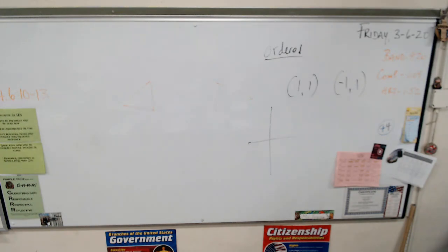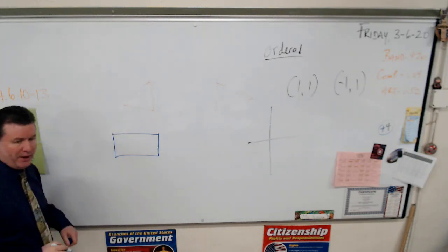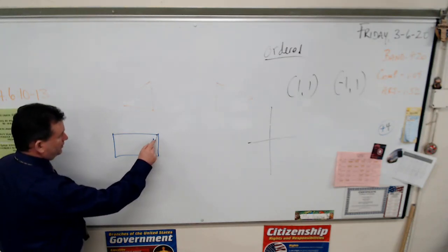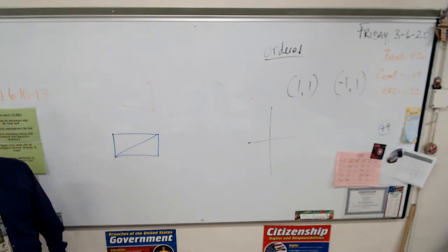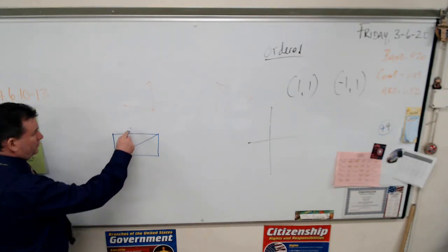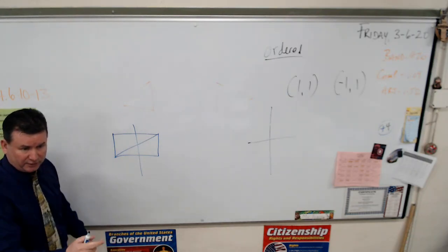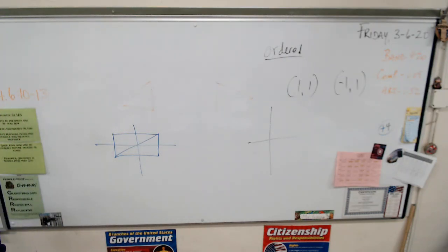Any rectangle. Where would I be able to draw a line there that would be a line of symmetry? If I did this, is that a line of symmetry? Yes. Would the top and bottom look the same? Did you go to the middle? Like that? Then the left and right look the same? Yeah. What do you got? Horizontal. Like that? Top and bottom look the same? Is there one more?